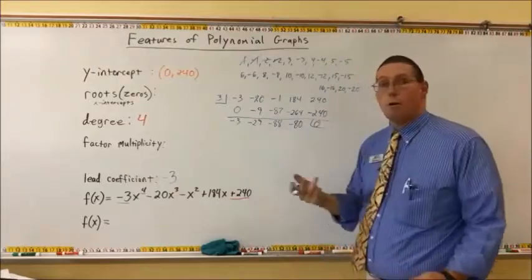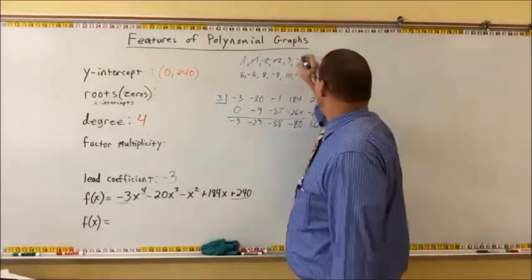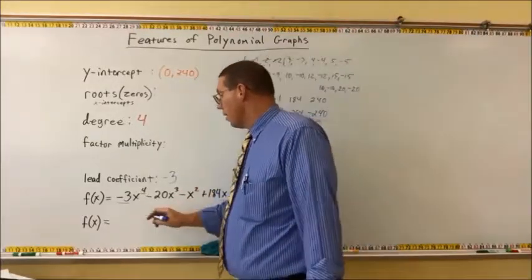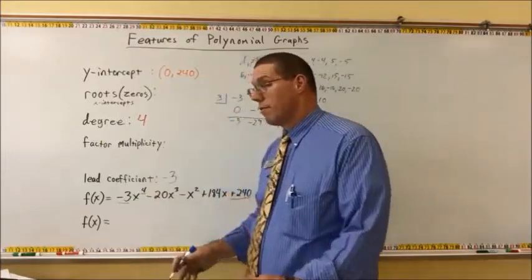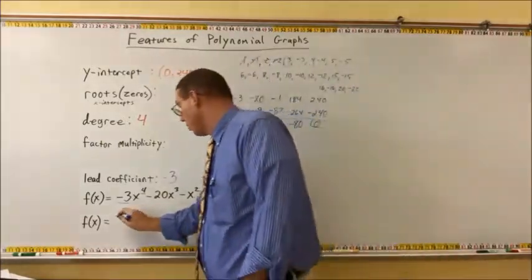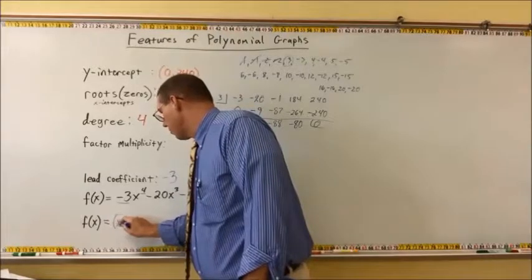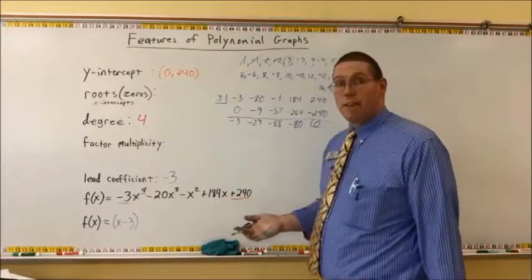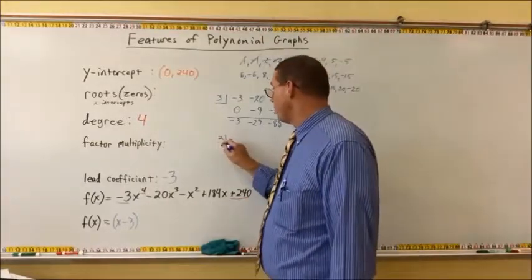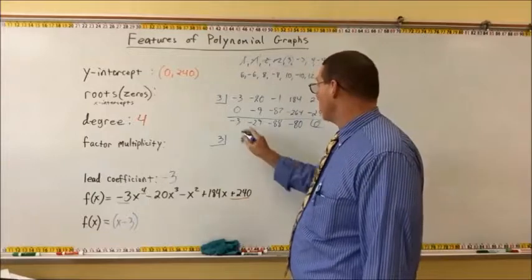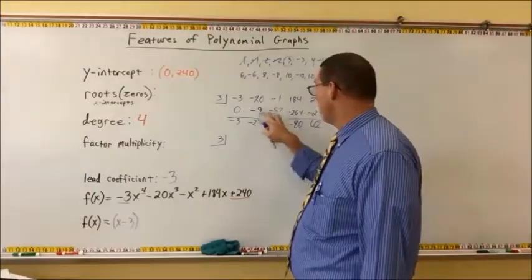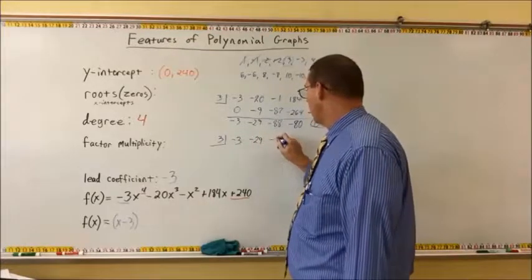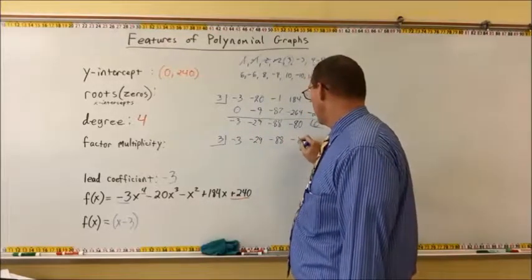Nice. Remainder of 0. We found our first one. First factor is x minus 3. The root is +3, but that gives us a factor of x minus 3. Now, remember that we have to test that number again because it's possible that there's another one in the function. But we're going to use these numbers now. We're breaking the polynomial down. So now we have -3, -29, -88, and -80.